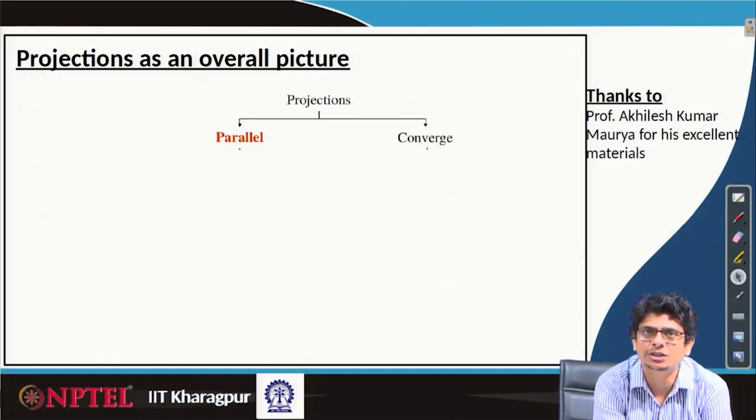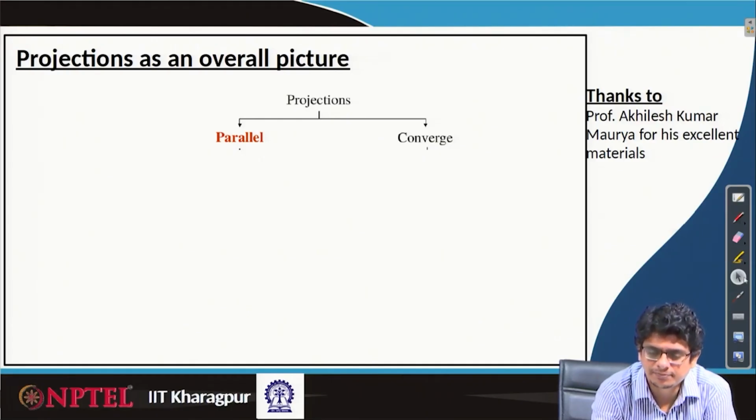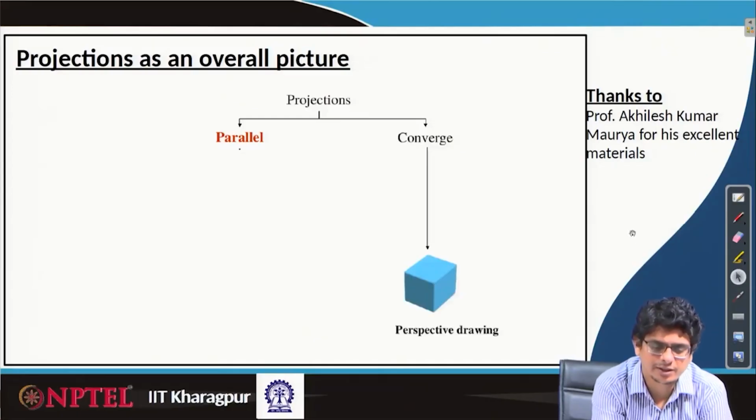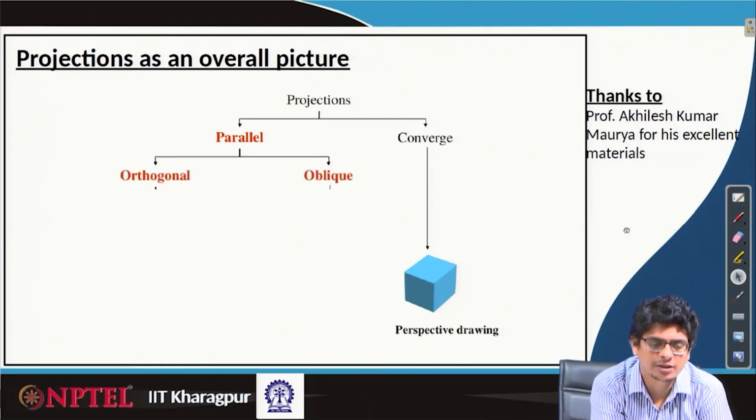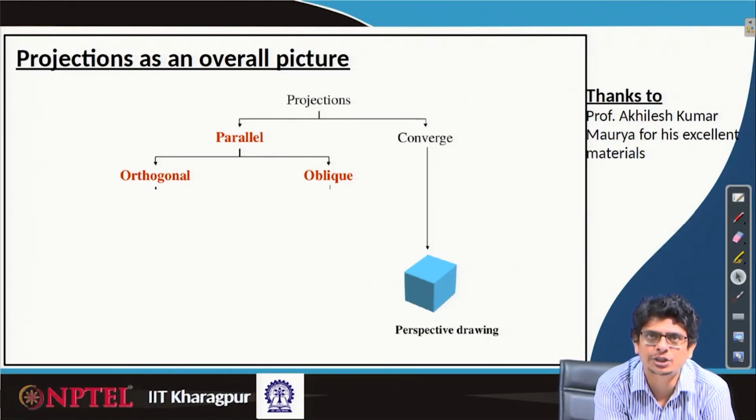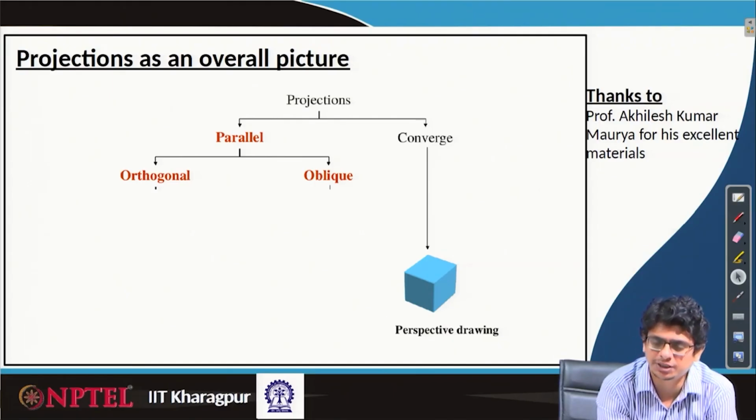The other kind of projections are called parallel projections. In that, the object size hardly changes. Usually converging drawing is used for perspective drawing. We will learn more about that in later classes. For parallel projections, which are quite common in our engineering drawing course and machine design courses, two types of projections exist. One is orthogonal projection, the other is oblique projection.